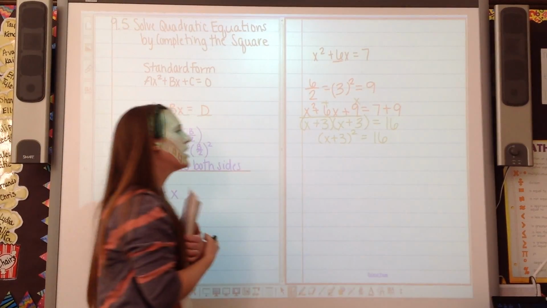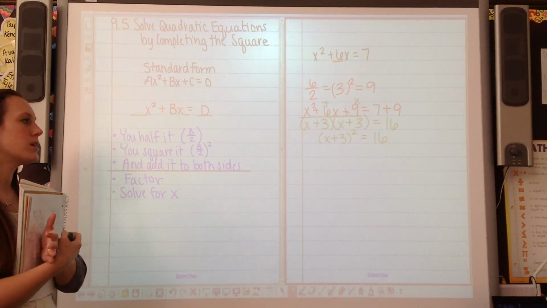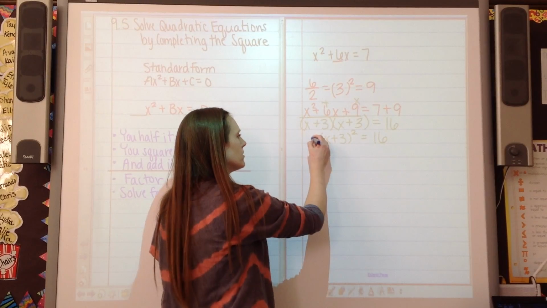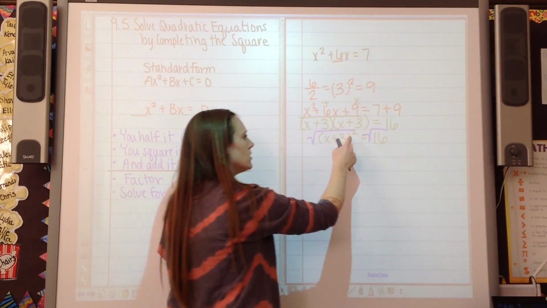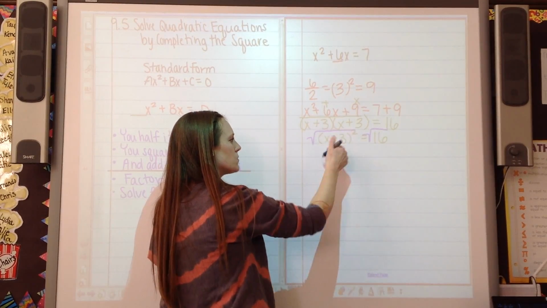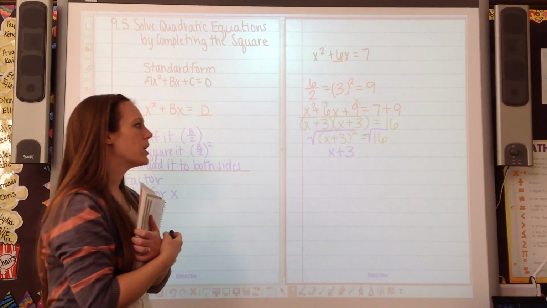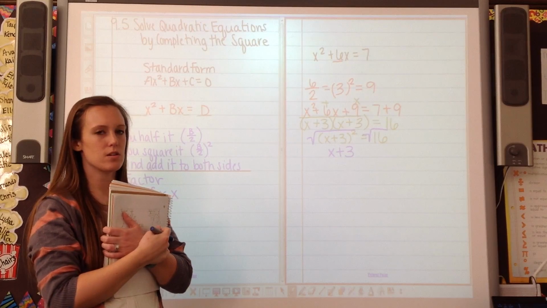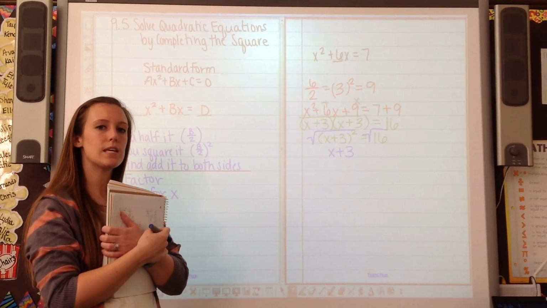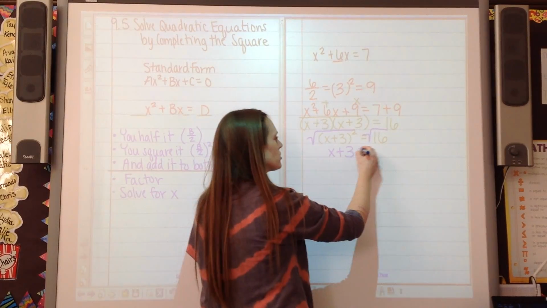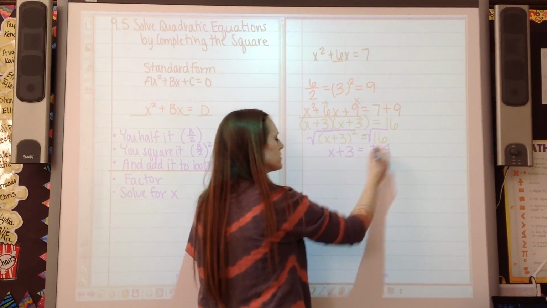Okay, we learned in the last lesson that we can take the opposite of a square. The opposite of a square is a square root. So a square root gets rid of the square, but I only have 1x plus 3. The square root of 16 has 2 answers. 4 times 4 is 16, and negative 4 times negative 4 is 16. So I have to make sure that I write both answers down.